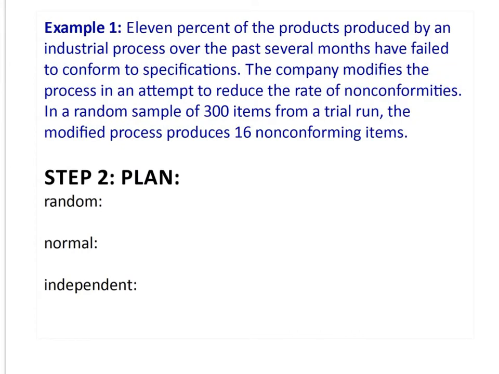Step 2 is my plan step. If I go through the random, normal, and independent, first one, random, it tells me it was a random sample of 300, so I can just say that that was stated in the problem and give myself a check mark.